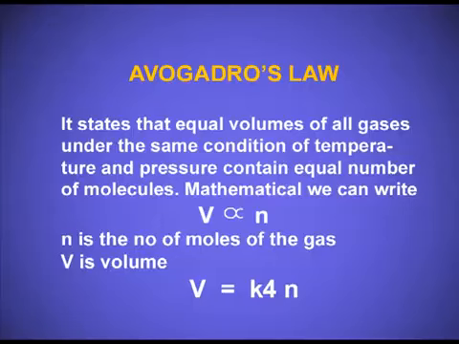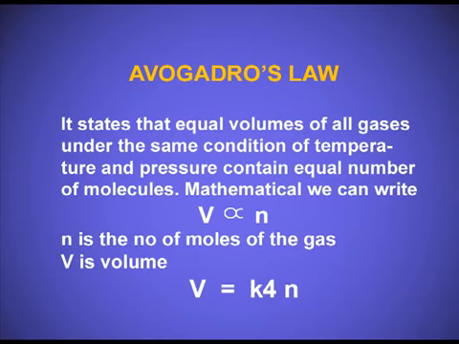So we have three types of graphs: isobars, isotherms and isochores. The fourth law is the Avogadro's law. It correlates volume of the gas and the number of the moles of the gases when the temperature and pressure are constant. As per this law also, the volume is directly proportional to the number of the moles of the gas.